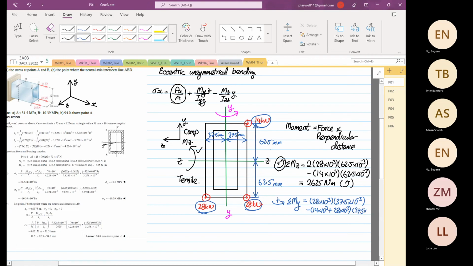Oh, I'm squeezing. Pardon me. I'll move it so it's clearer for everyone to see.